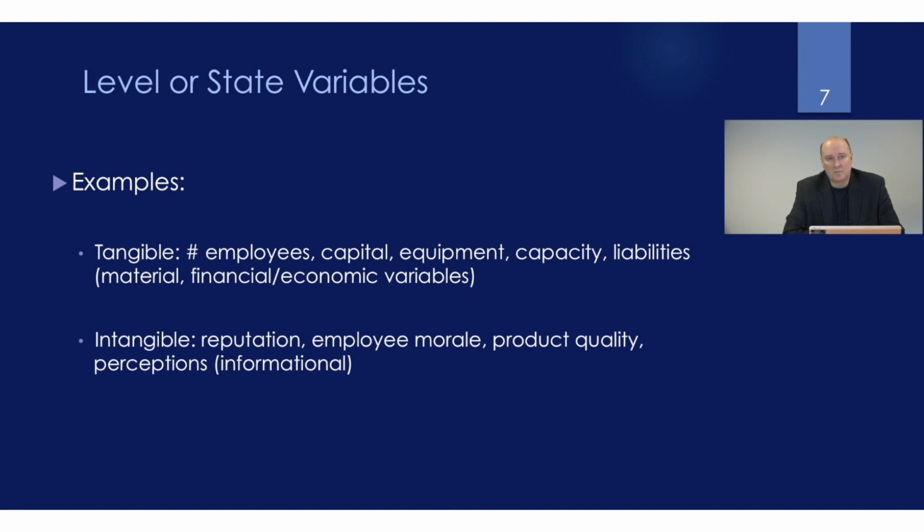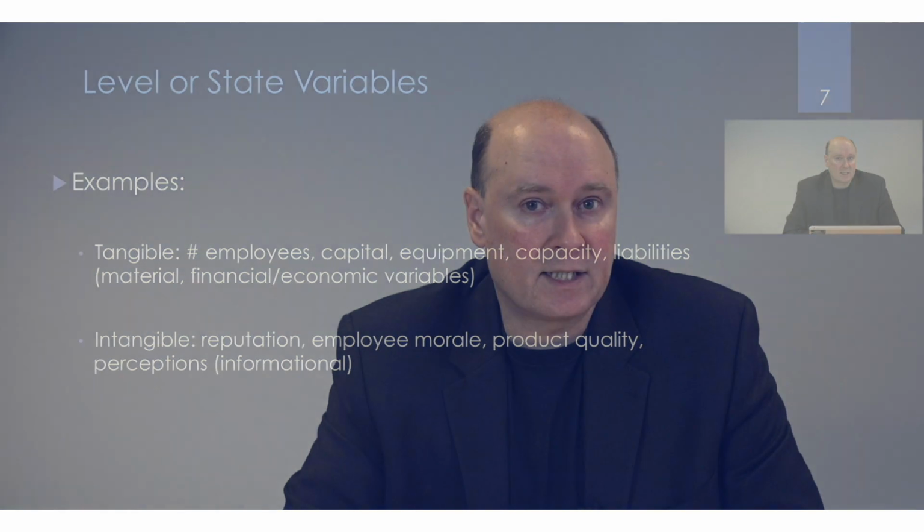While the intangible, it's also possible to have intangible state or level variables. They could be things like the level of reputation, employee morale, perhaps some index of product quality, perhaps a perception about particular variables within the system. So, therefore, within a system dynamics model, you can take quantitative variables, but you can look at tangible and intangible type variables.